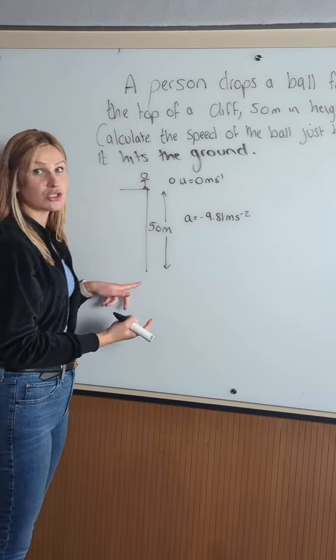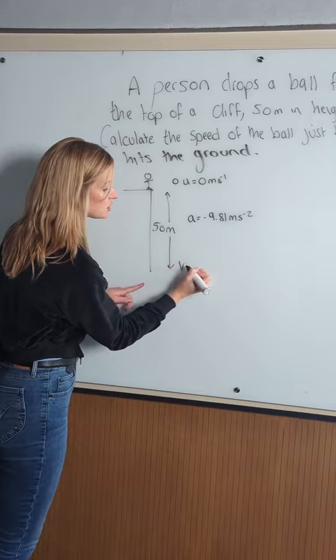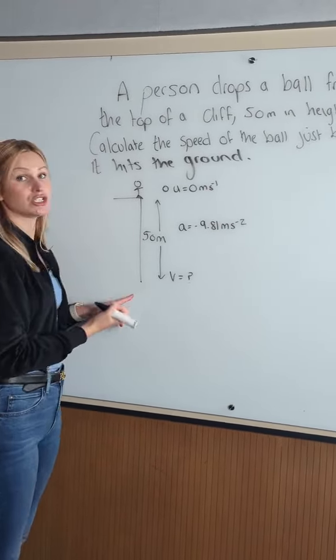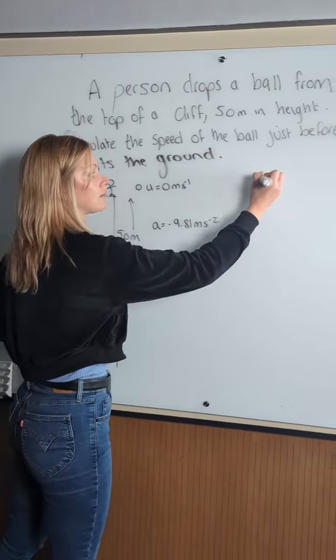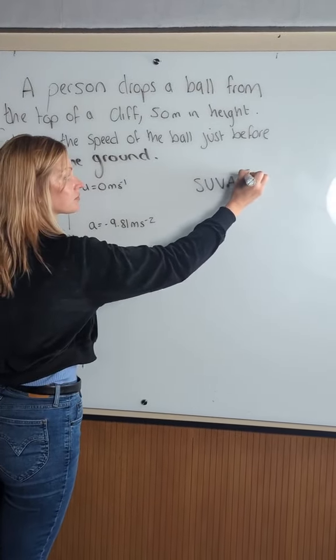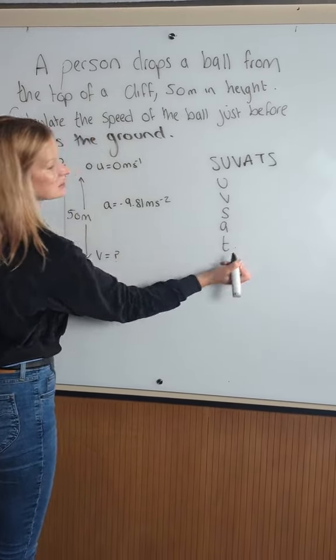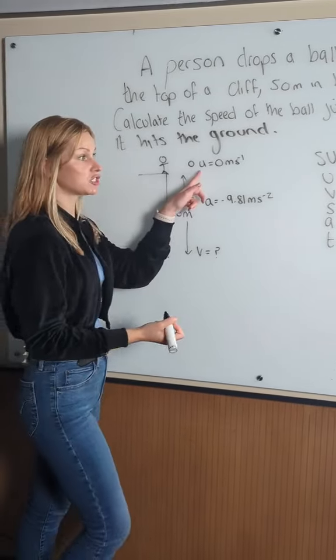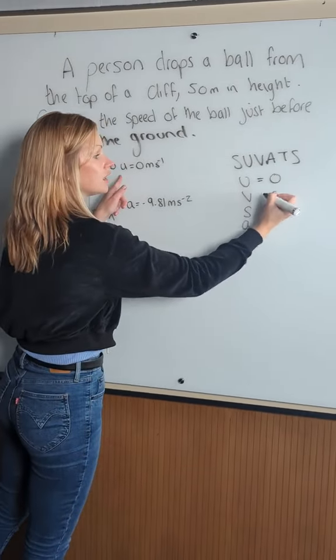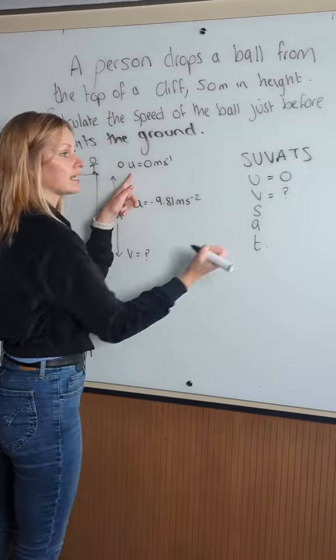Okay. So to find the speed just before it hits the ground, I'm going to use my SUVATs. To set up my SUVATs, I'm going to write U, V, S, A, T. I know the initial speed is 0. The final speed is what I'm trying to calculate.